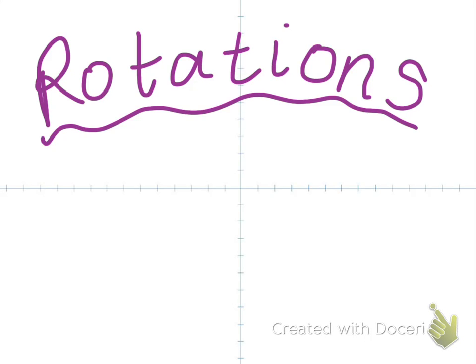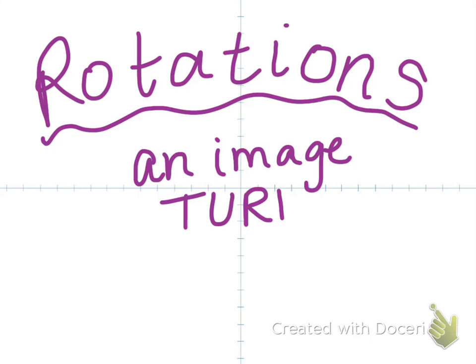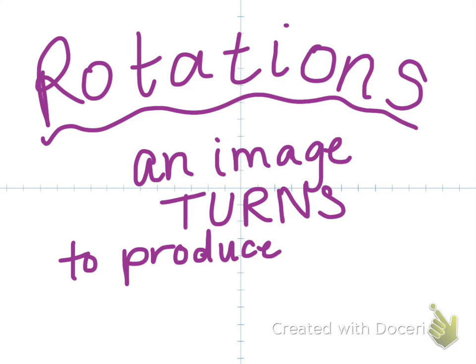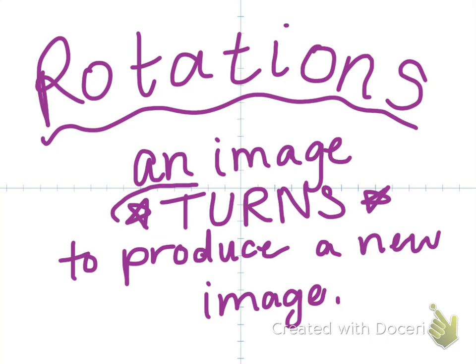Okay, we're in our unit for transformations, and the first one that you learned about was translations. Now we're going to learn about rotations. Rotations are a little bit more difficult than translations were. A lot of rules with rotations. A rotation is when an image turns to produce a new image.